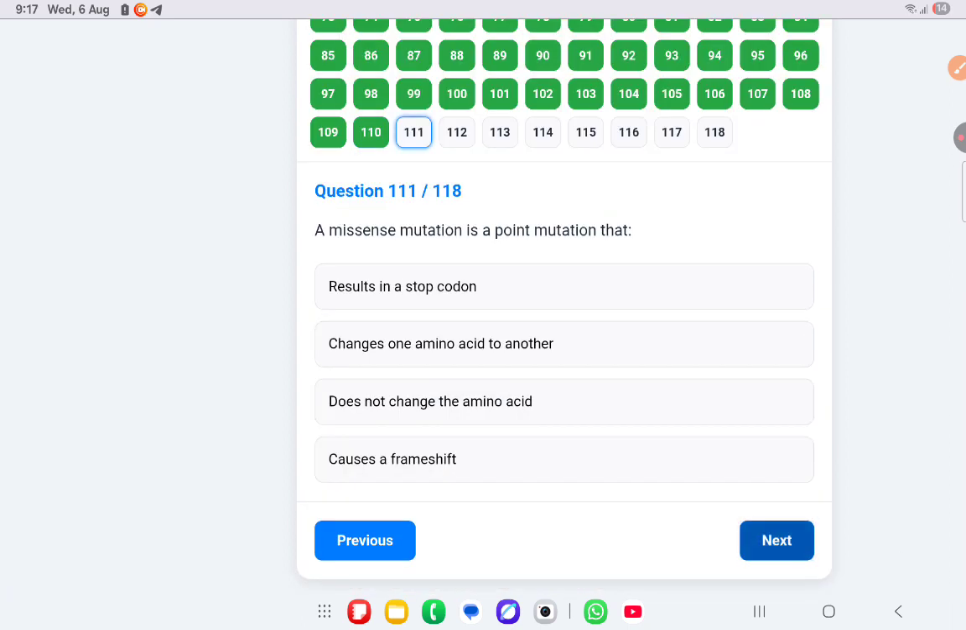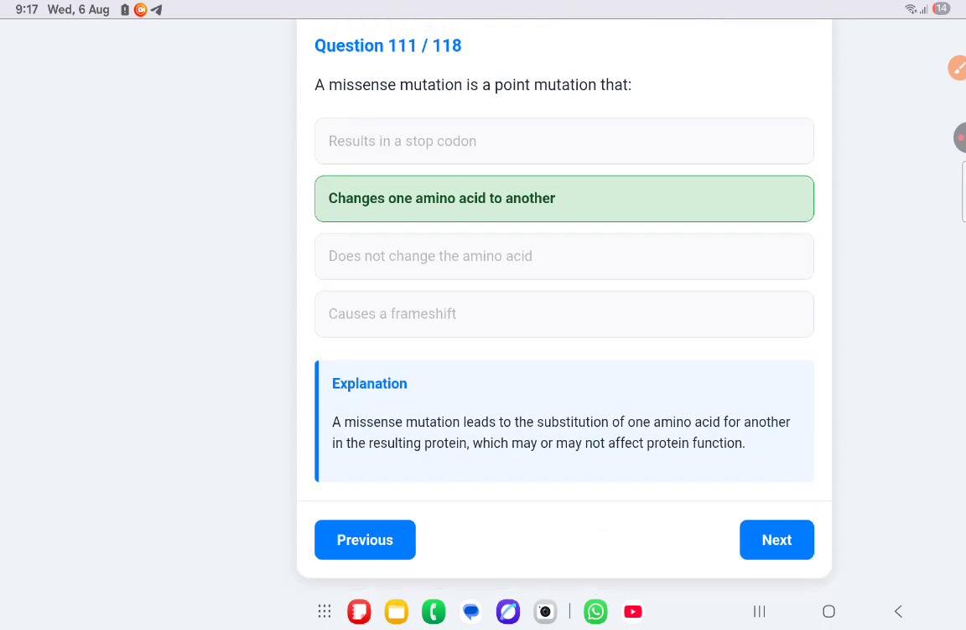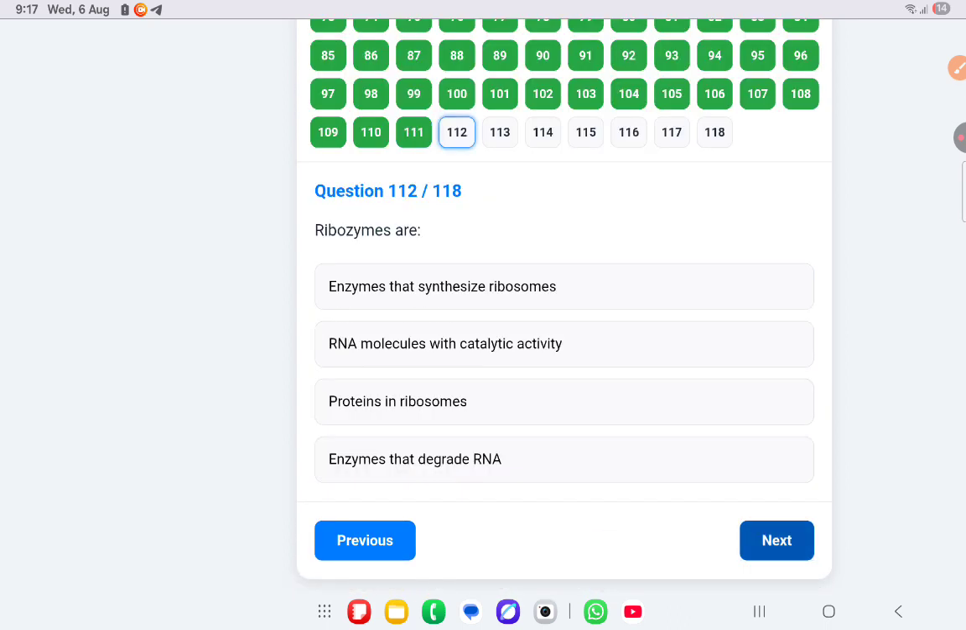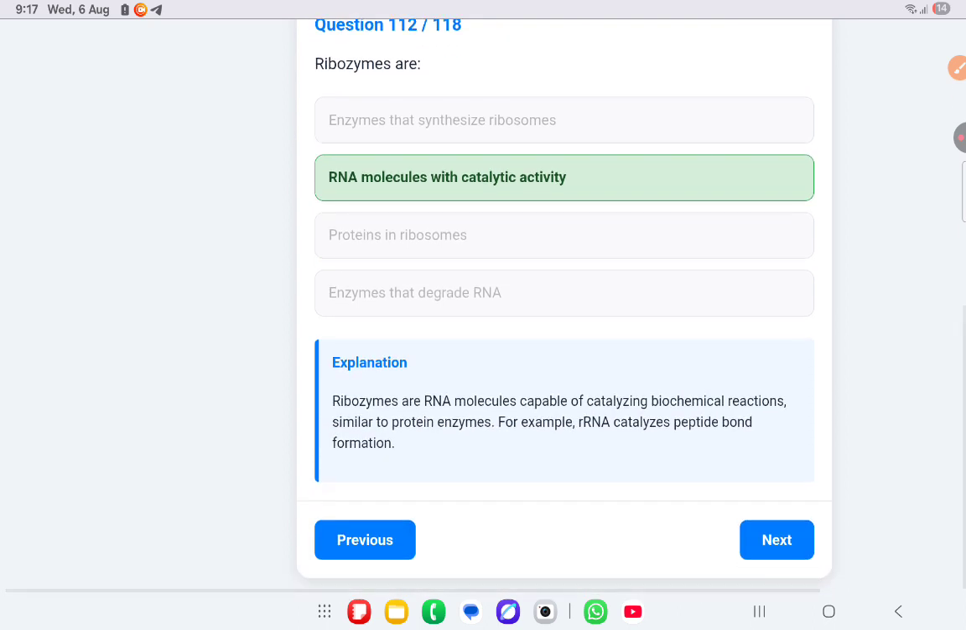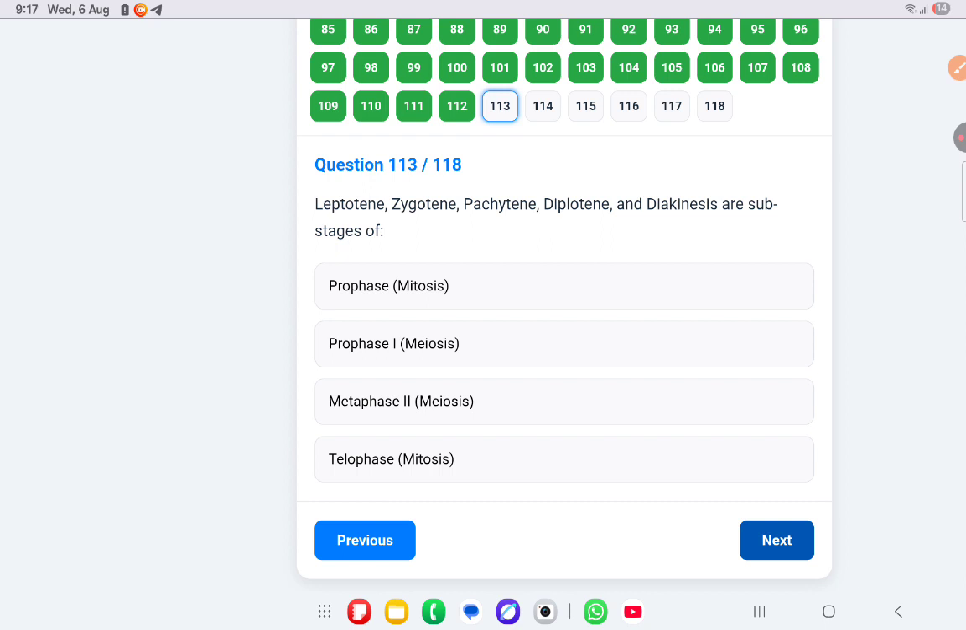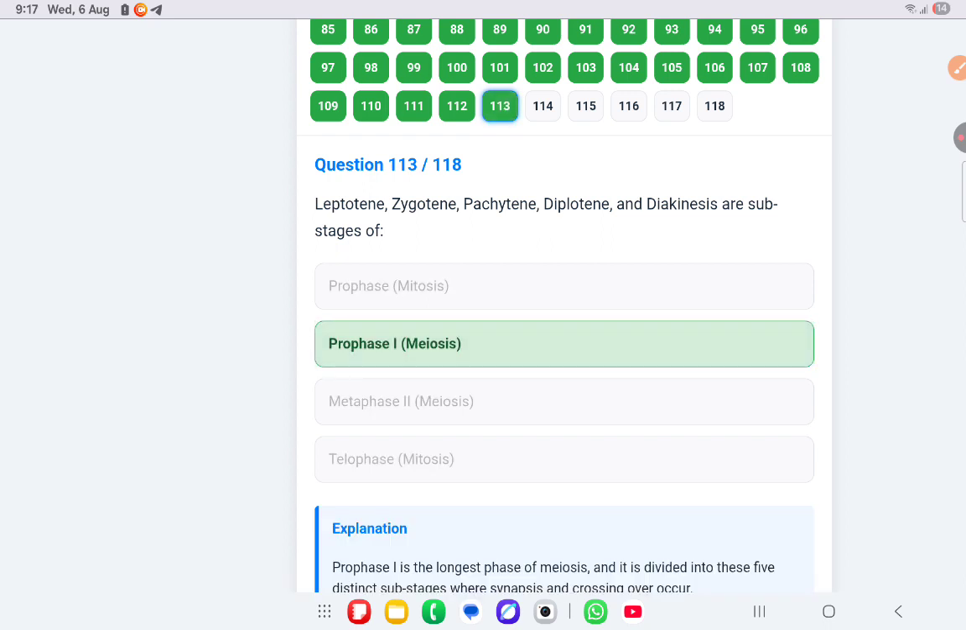The missense mutation is a point mutation that changes one amino acid to another. Next one, ribosomes are RNA molecules with catalytic activities. Next one, leptotene, zygotene, pachytene, diplotene and diakinesis are sub-stages of prophase 1 of meiosis.